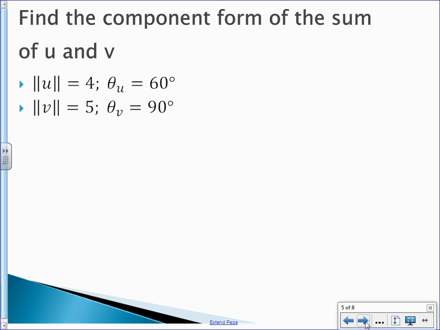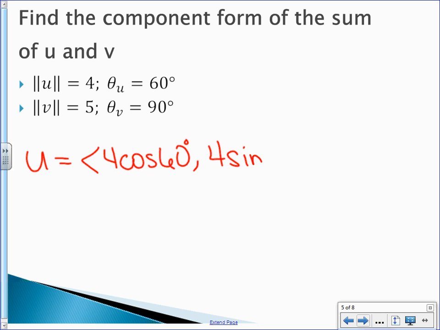We cannot add the magnitudes and add the angles. That would be nice, wouldn't it? But that's not how it's going to work. We need to find the components separately and then add them together. So let's work on vector u. Vector u would be magnitude times the cosine of theta, magnitude times the sine of theta.